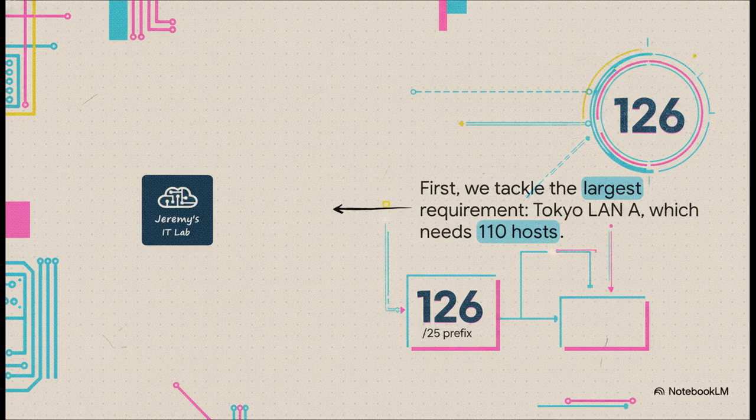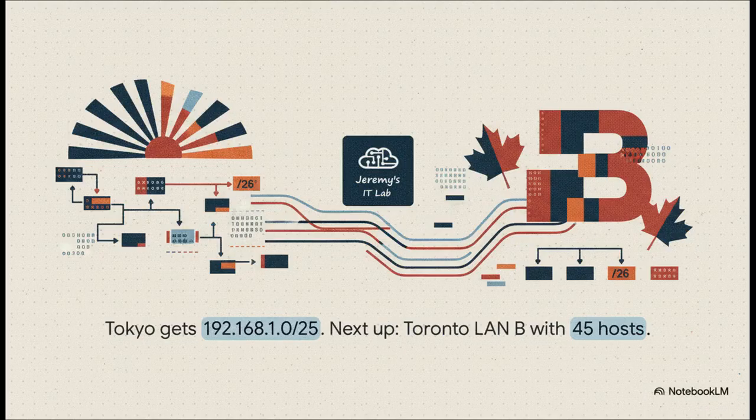We've listed and sorted all of our needs, and the biggest one by far is Tokyo LAN A. It needs 110 hosts. So to support 110 hosts, we need a block that can hold at least 126, and that means we need a /25 prefix. So we give the very first available block, 192.168.1.0/25, to Tokyo. Done. That block uses up addresses all the way to .127.